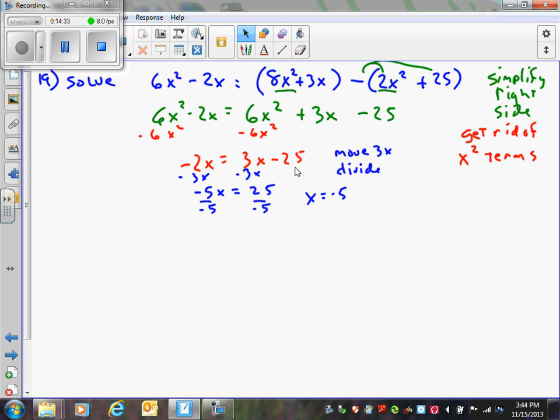I got to move the 3x to the other side. By doing the opposite, I get minus 5x equals 25. And I have to divide by minus 5 to get x equals minus 5.